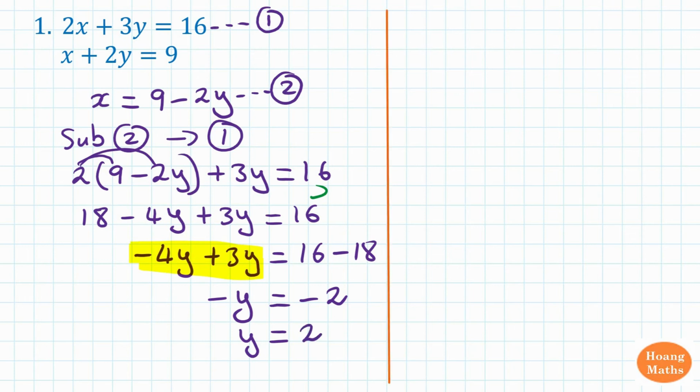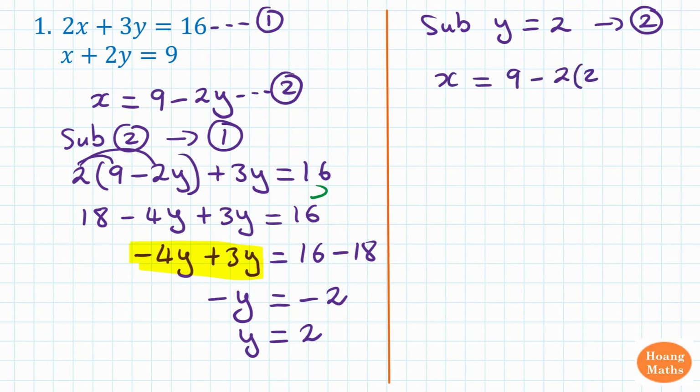So since y is equal to 2, to find x, we can substitute y equal to 2 into this equation here to find x. So we substitute y is equal to 2 into equation number 2. So x is equal to 9 minus 2y, but y is 2, so we just substitute 2 in there. So that becomes 9 minus 4. So that is 5. So therefore, x is equal to 5 and y is equal to 2.